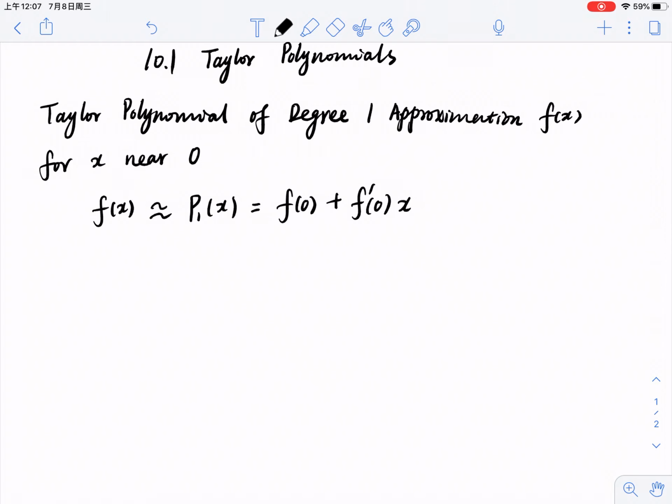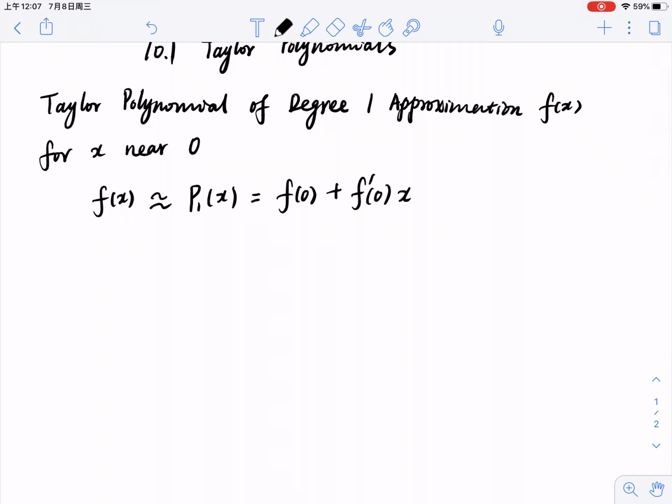In this video, we talk about section 10.1, Taylor Polynomials. We mainly cover linear approximations, quadratic approximations, and approximations using higher degree polynomials. We start with the linear approximation.